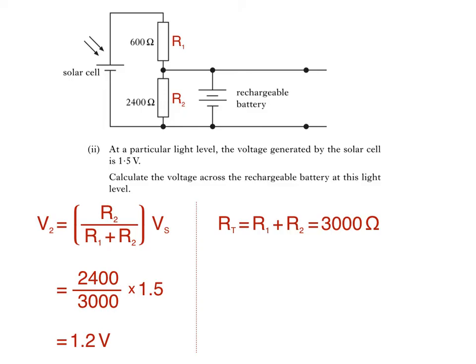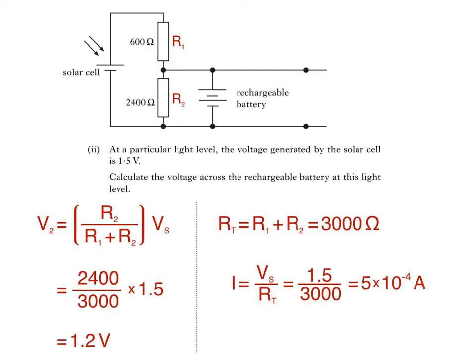Next, we calculate the current in this part of the circuit. That'll give us the current in the 2400 ohm resistor, R2. To do that, we use Ohm's law. The supply voltage Vs is equal to the current I times the total resistance RT. We can then divide both sides by RT to make current I the subject of the equation. Substituting our values of Vs and RT gives us 1.5 divided by 3000, which is 0.0005 amps, or 5 times 10 to the power of negative 4 amps.